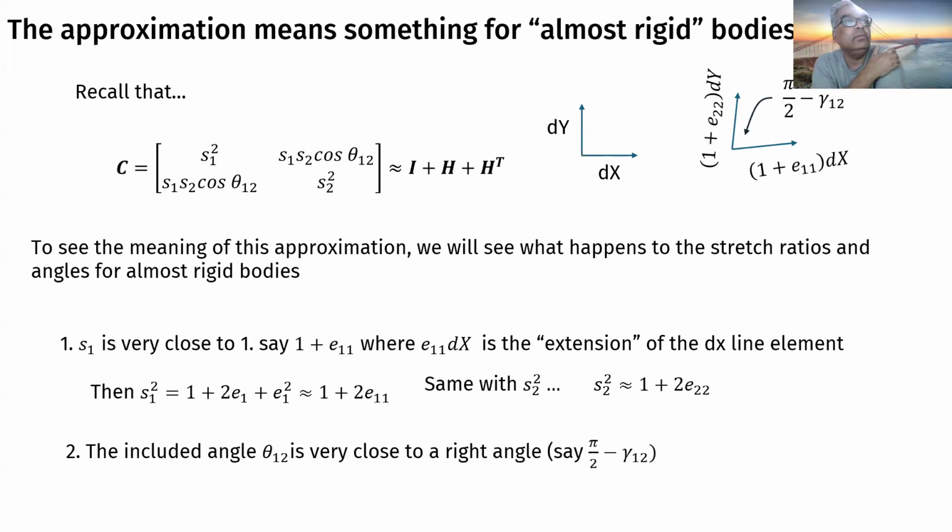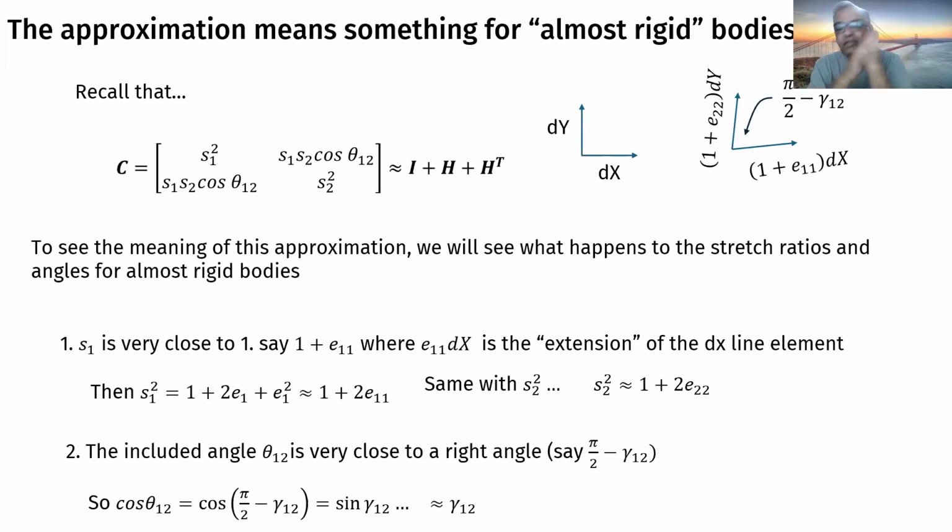Okay, the angle is very close to 90 degrees. So we'll say it's a little bit less than 90 degrees, say pi over 2 minus gamma 1 2. This gamma 1 2 is the angle that is away from 90 degrees. Think of it that way. How much less is it from 90 degrees? So cos theta 1 2 is cos of pi over 2 minus gamma 1 2, which is sine gamma 1 2. Okay, that's nice. But now we know that gamma 1 2 is small because the angle will be almost a right angle, because it's almost rigid, right? So sine gamma 1 2 will become approximately gamma 1 2.